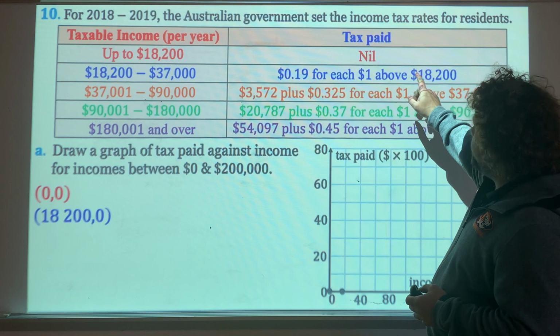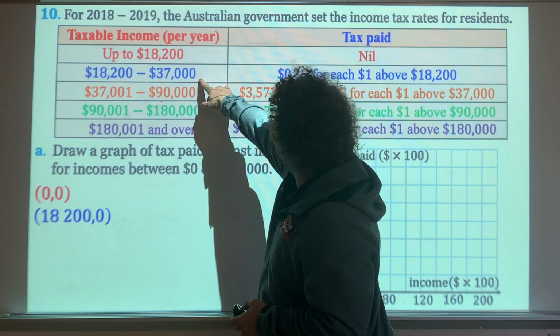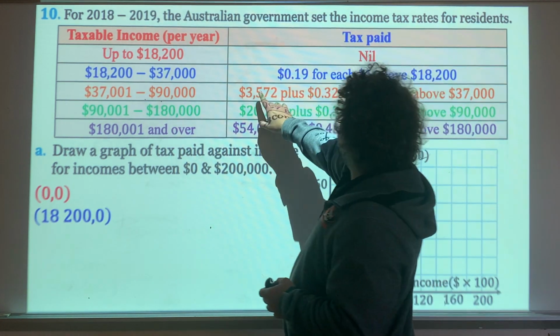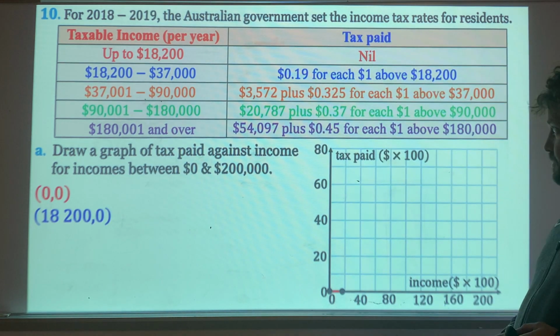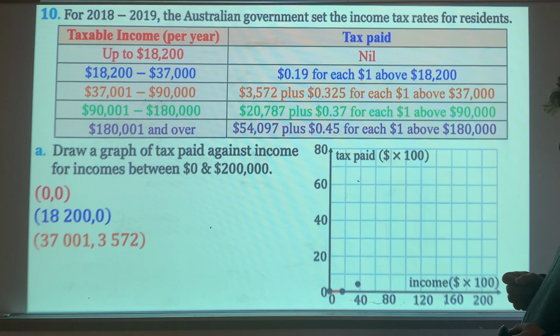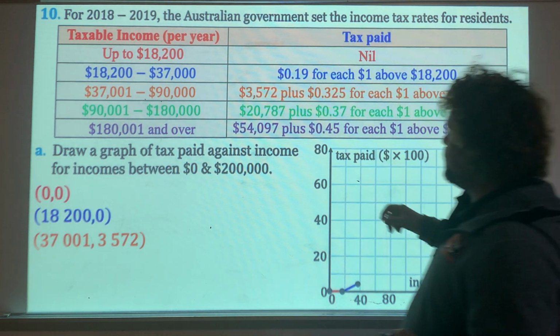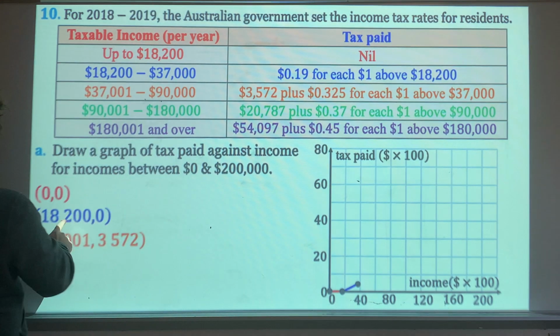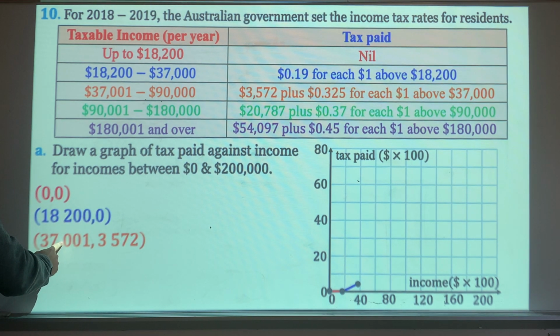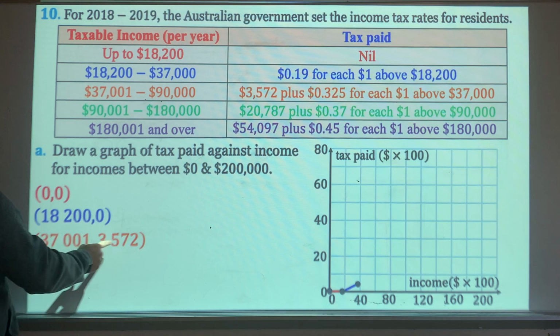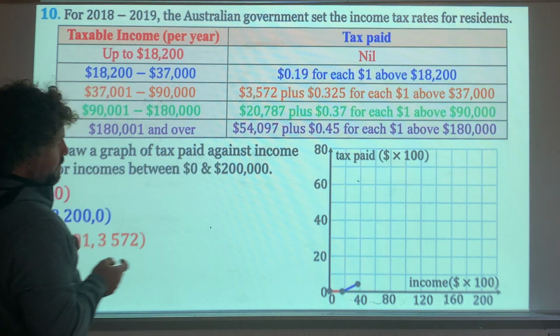Up to 37,000, 37,300, 3,572. All right. These are the points: 0, 0, 18,200, 0. Right, because you don't go up yet. Between here and here, you're 0. And then when you go up to 37,001, you're going just a little bit higher. That's going to be your initial amount.